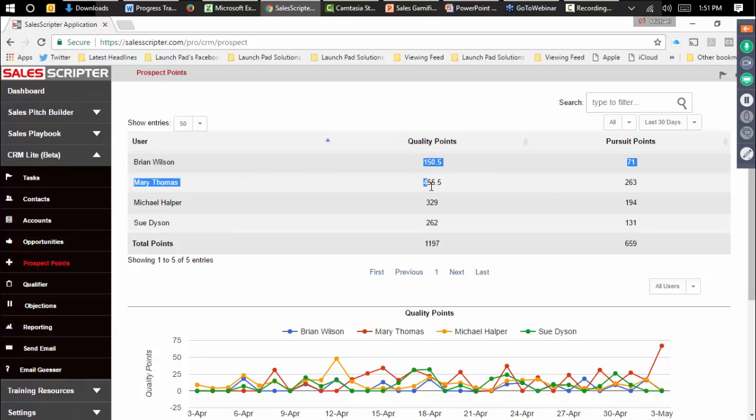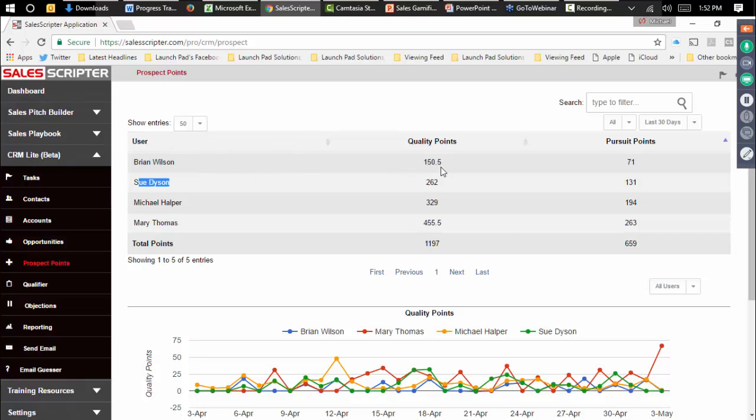There's other ways to accrue quality points, and I'm going to show you that. That's the main thing I'm going to show you here today. There's also a column for pursuit points. These are how hard the salesperson is working. So if you make a cold call, you get a pursuit point. If you set an appointment with a prospect, you get like 5 pursuit points. So it's how hard you're working, and it's also how good of a job you're doing. And I'll show you how these individual salespeople are accruing all these points.